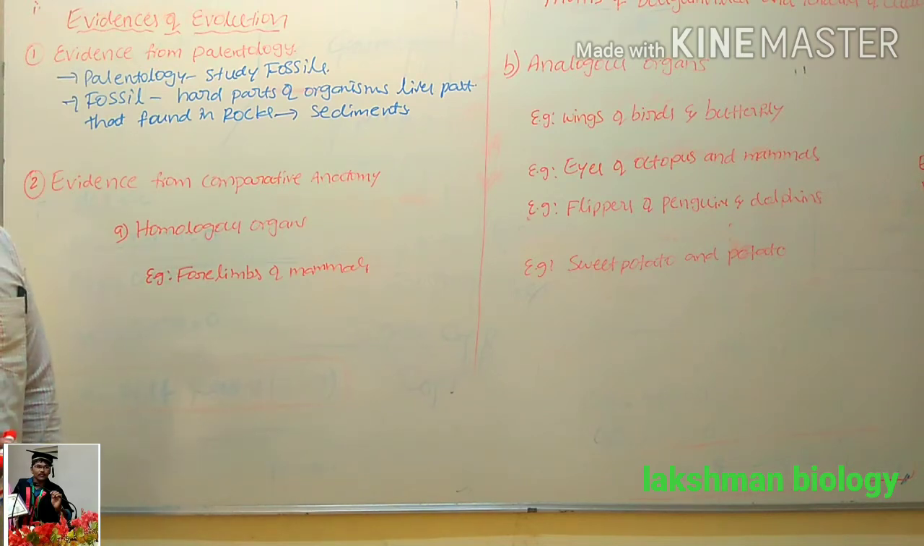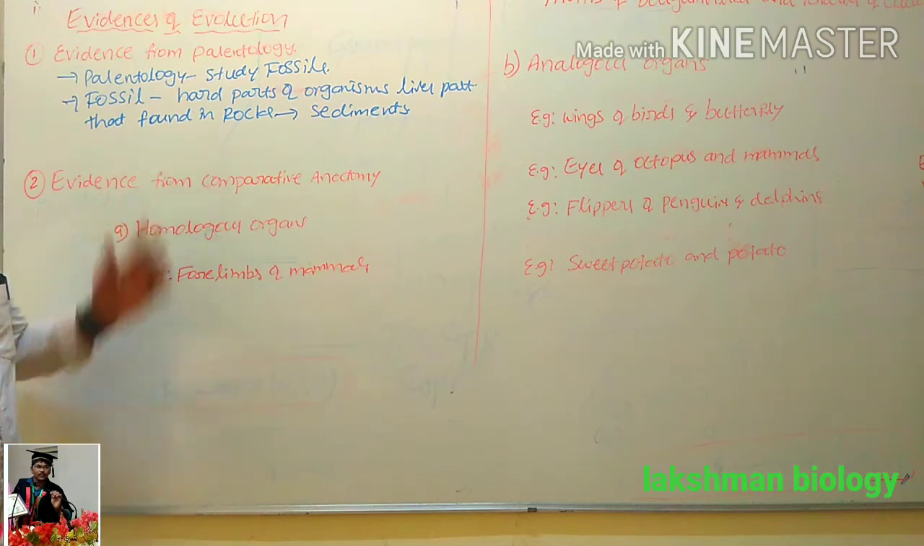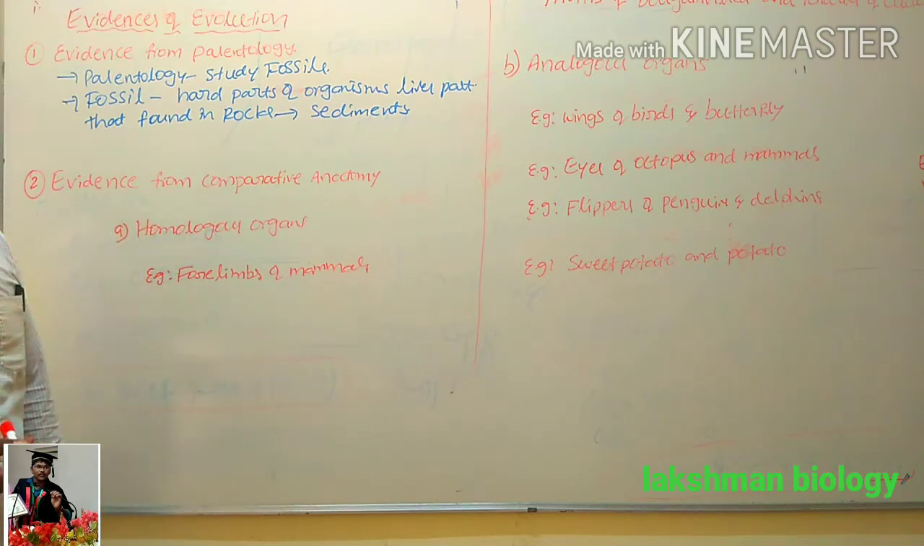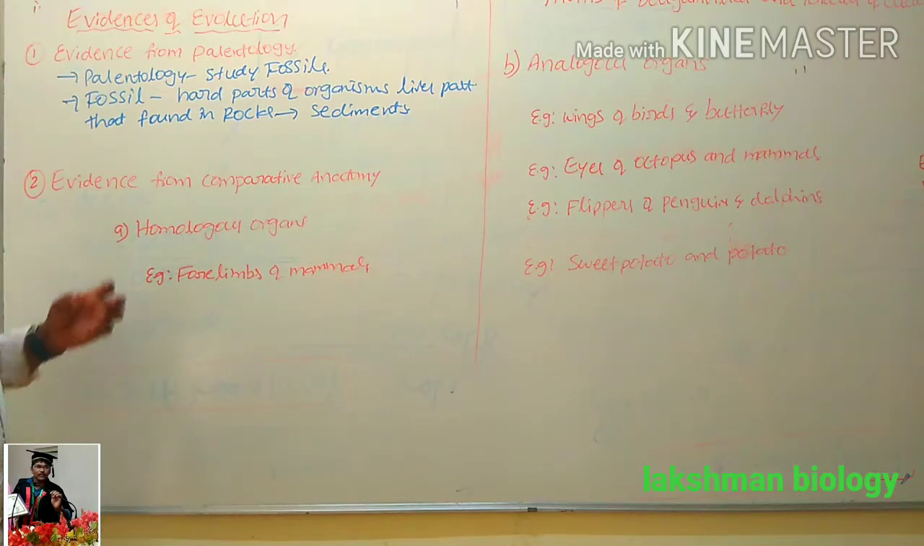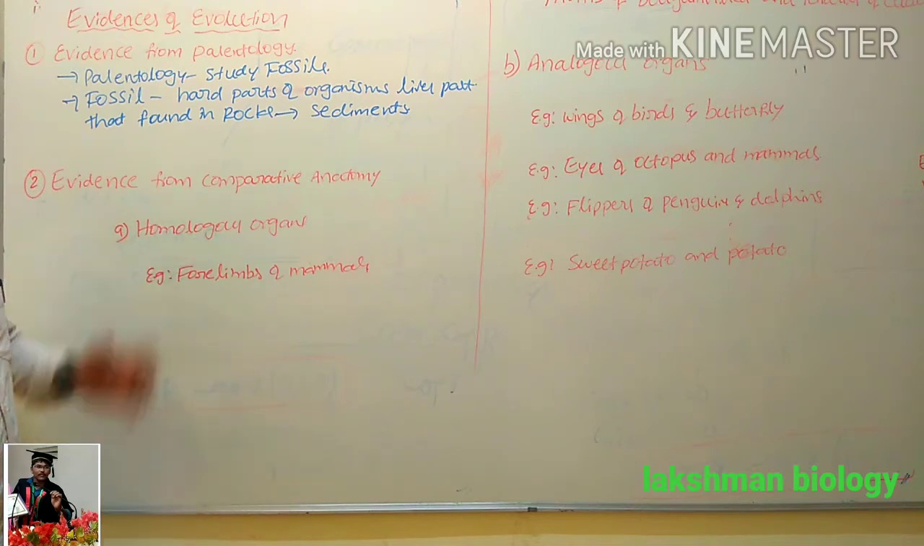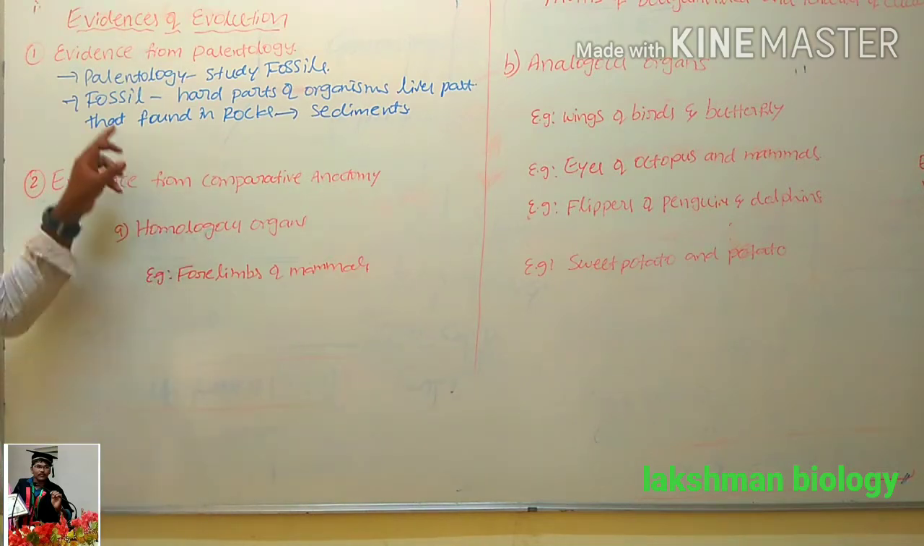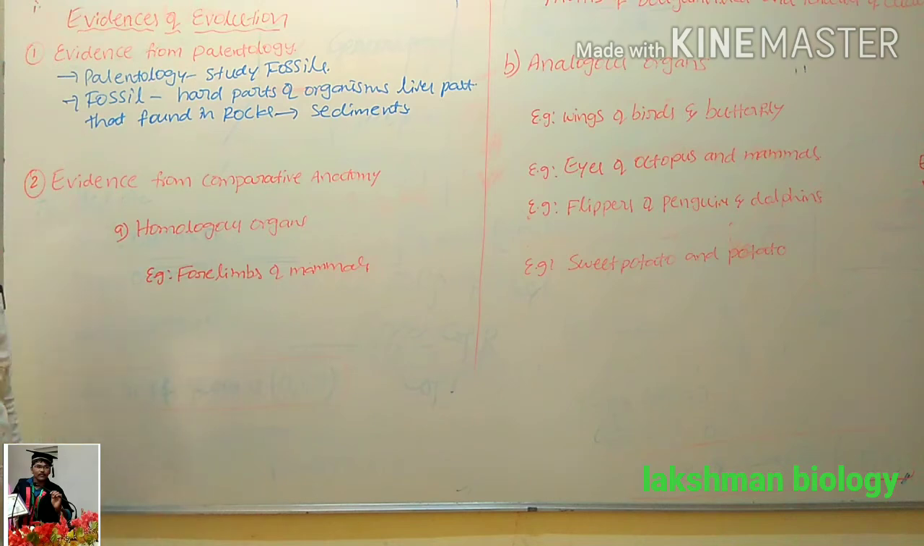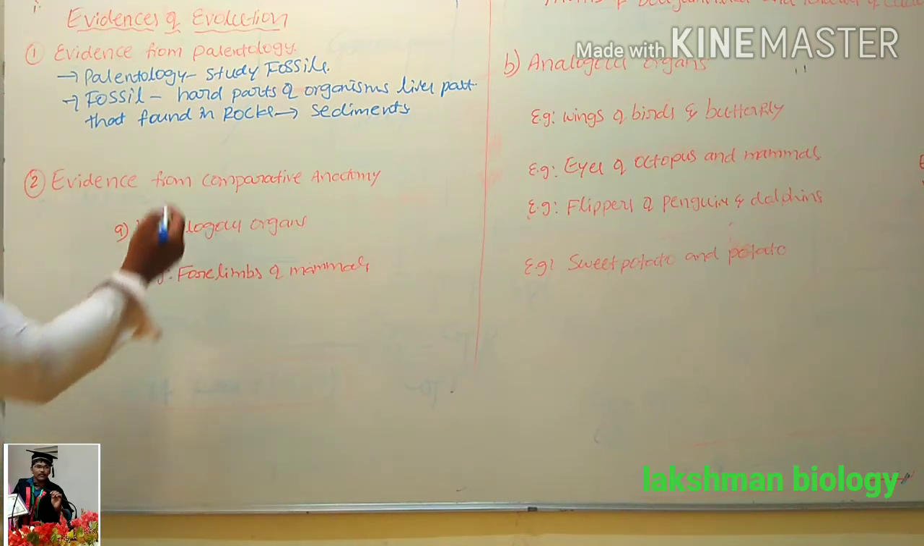Example, how can you know the information related to dinosaurs? How can we know the evolution of dinosaurs? That is because of fossils only. We have found the fossils of dinosaurs. Based on the fossils of dinosaurs, we can get an idea related to the evolution of dinosaurs. Like that, if you get the idea about evolution based on fossils, that is called paleontology. Fossil means hard parts of organisms which lived in the past but are found in rocks. Rocks again become sediments.